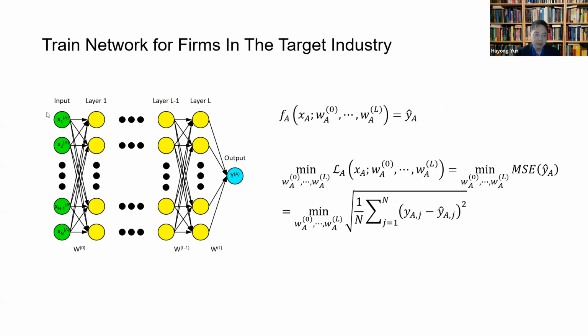Here are all the X's, the firm size, and all the variables. And then we'll go through a neural network and eventually get to an output of the log of Q. After training, it will just give an estimate. We'll compare that estimate with the actual log Q and estimate the mean square error to measure the performance. So that's what we do.